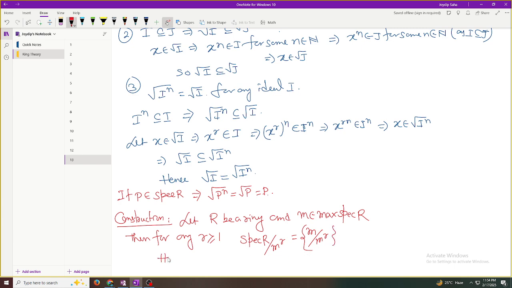Hence max spec has only one prime ideal, so that must be the maximal ideal. It has only one prime ideal. You know that max spec R is a subset of spec R, and max spec R is non-empty. Therefore, max spec R is that singleton set.